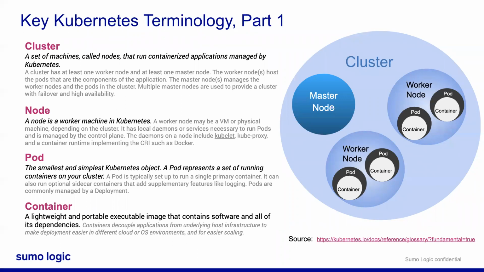Pods. Pods are the smallest object which you can deploy in Kubernetes that contains one or more containers. So even though the container is the smallest atomic object, you can't actually deploy a container. You must deploy a pod. So that's the running set of containers.